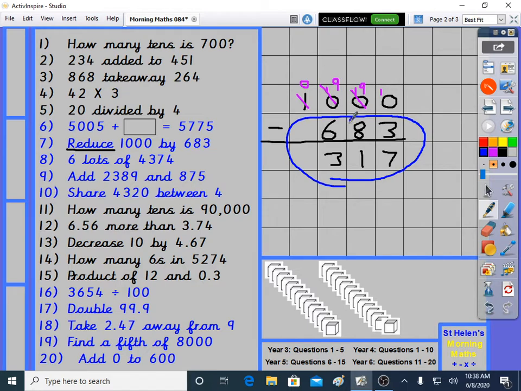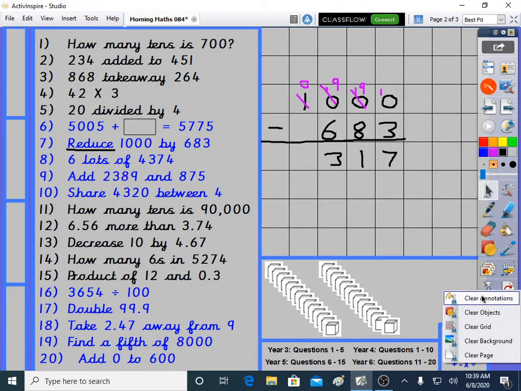their number bonds to 100, 83 and 17. Carried a 1, 6 and 3 and 1 is 10. That goes to 1,000. That's just a little check. You might not know what I mean in that check, but some of you will. That's one way of checking. And we have our answer, 317, and we're on to question 8.